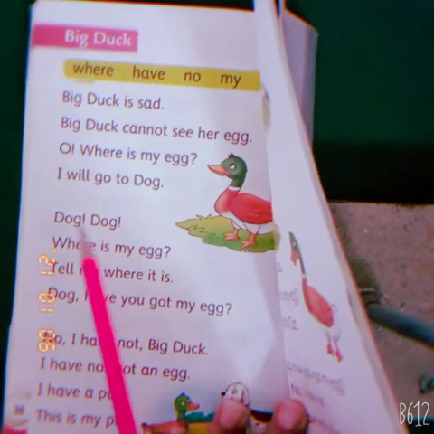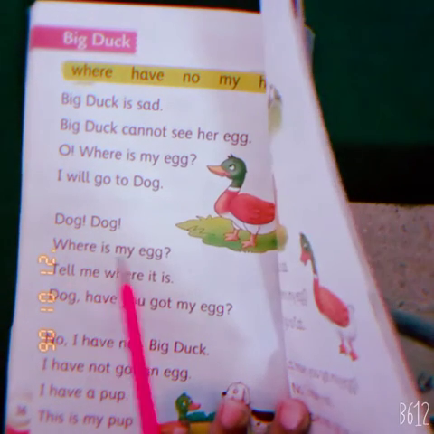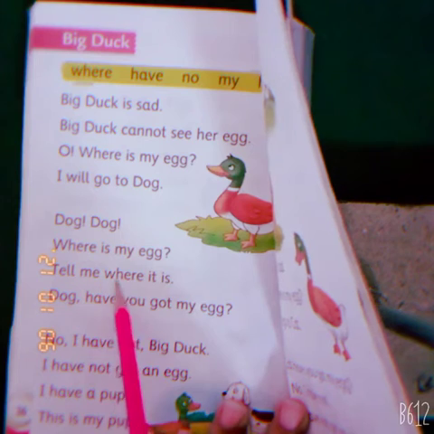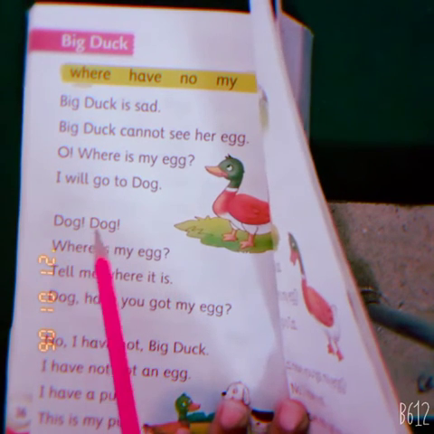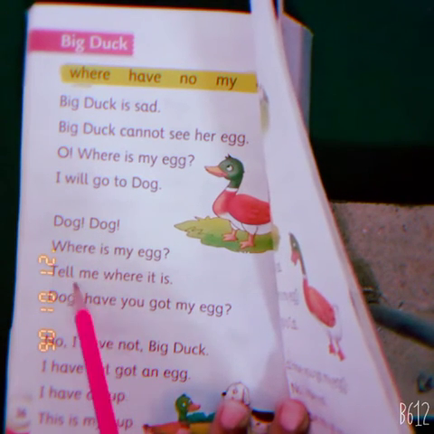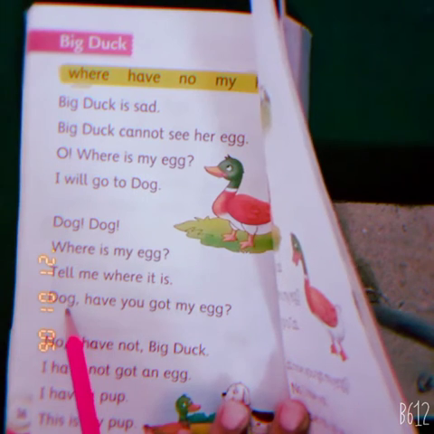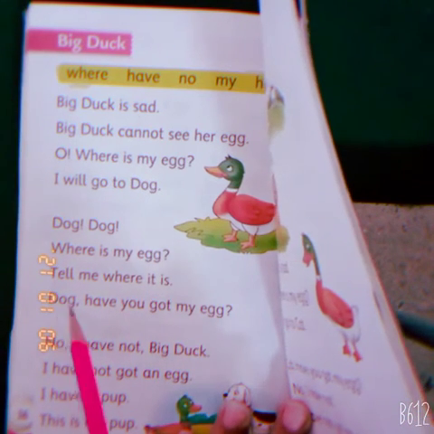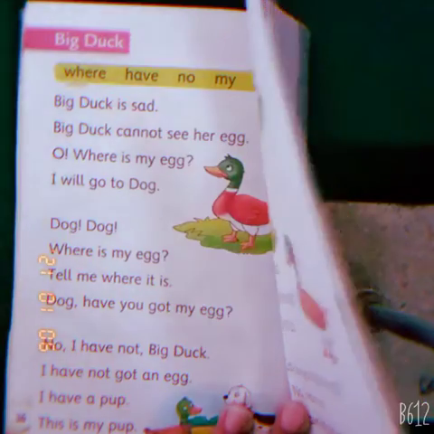Dog, dog, where is my egg? Tell me where it is. Dog, have you got my egg?